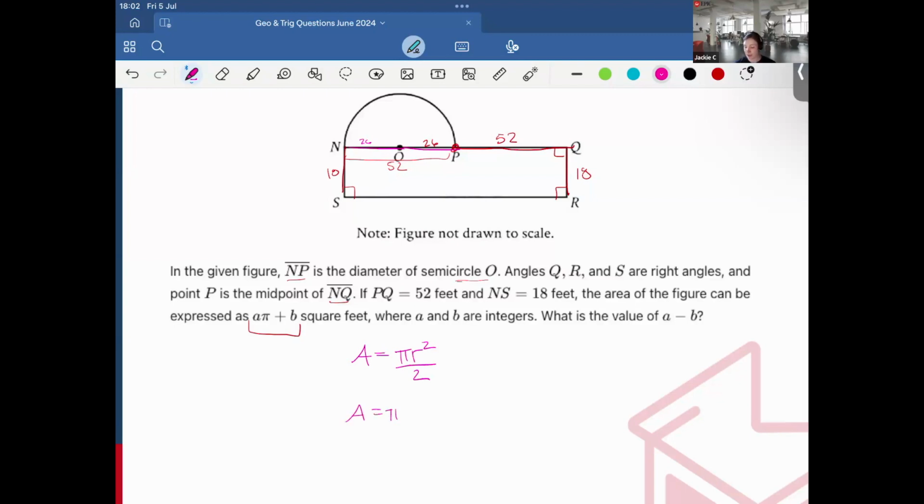Area is equal to pi, the radius is 26, 26 squared, and then we will divide by 2. So let's calculate. 26 times 26, 676 divided by 2. So the area of the semicircle is 338 pi.